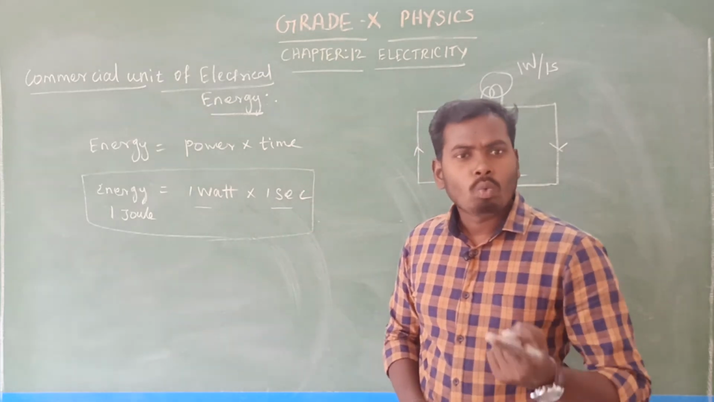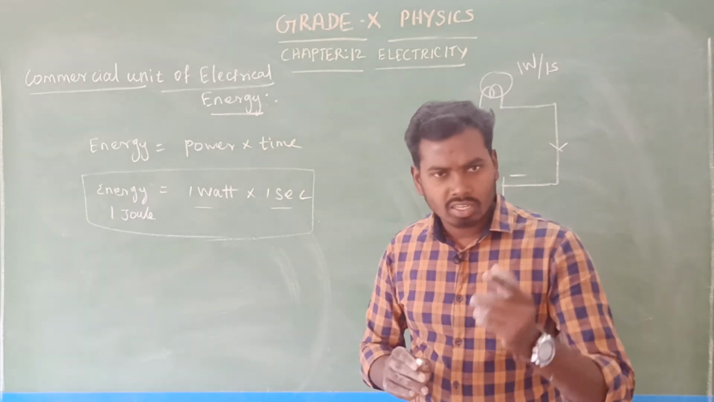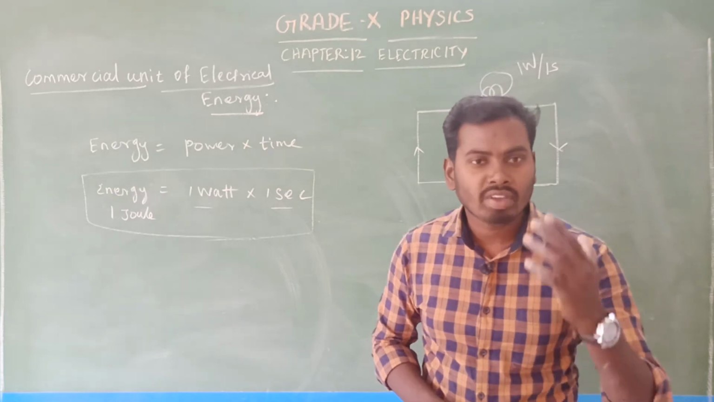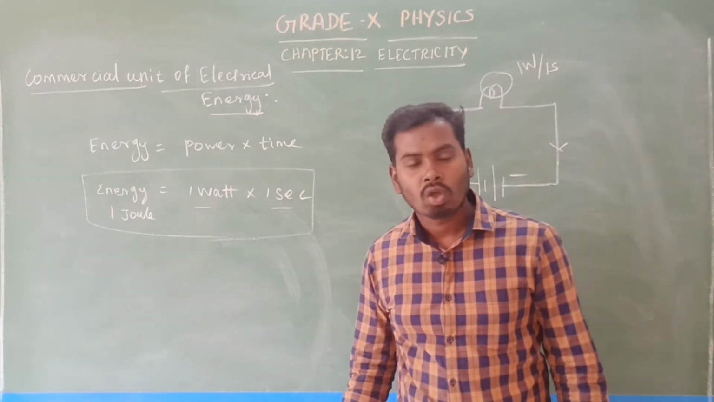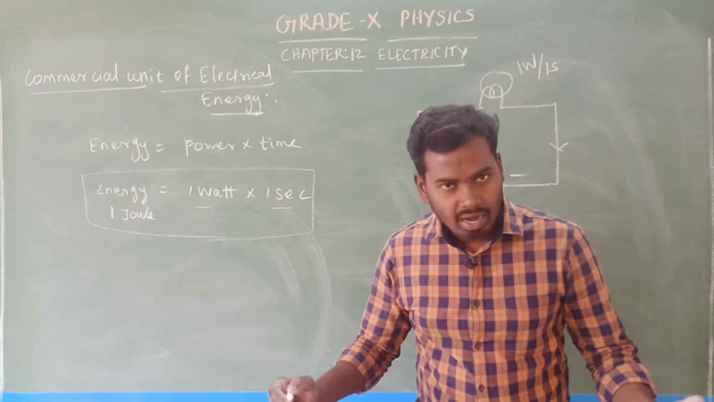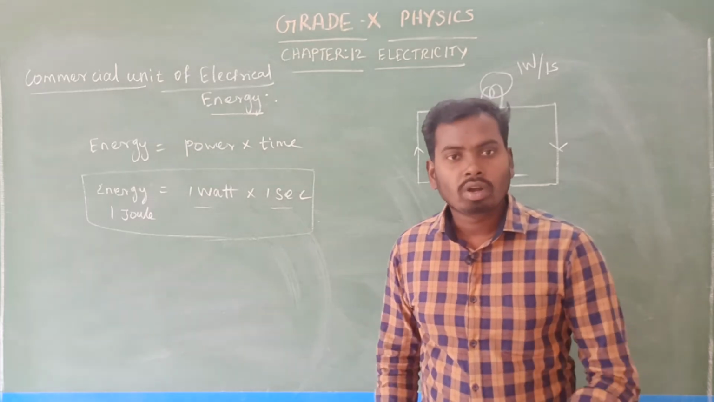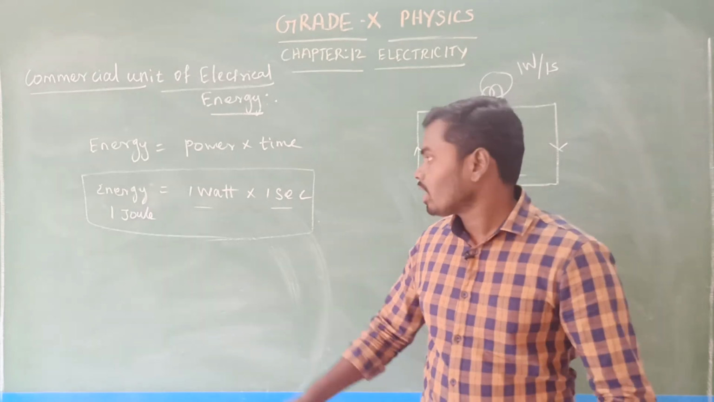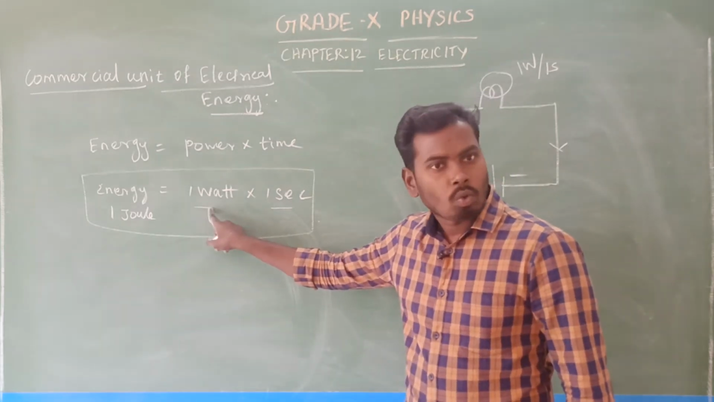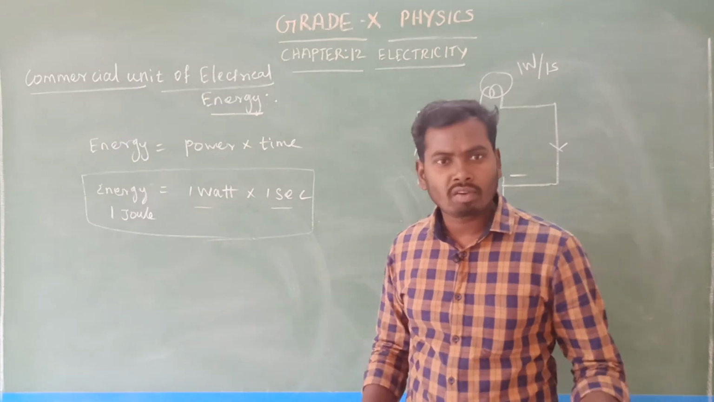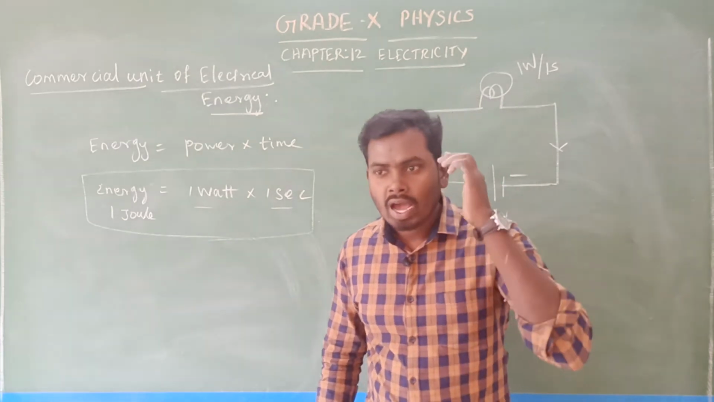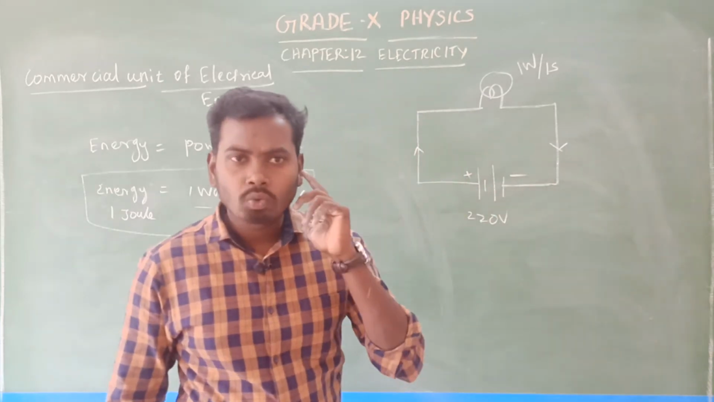But in realistic, note this point, we don't have any electrical appliances having the power rating of only 1 watt. We don't have like that. All the appliances have more than 10 watts, 15 watts, 20 watts and so on. You might have heard that word, a 0 watt bulb.